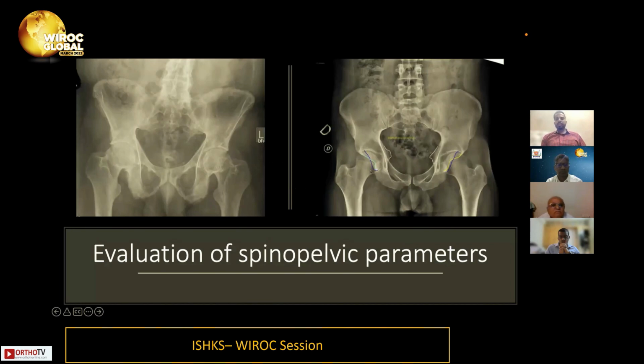If you see X-rays like this, where there is an obturator oblique or an iliac oblique type of view, or inlet and outlet views which are available like this, we must definitely evaluate the spinopelvic parameters using sitting and standing lateral radiographs with the spine and pelvis to see if there is any issue with that.